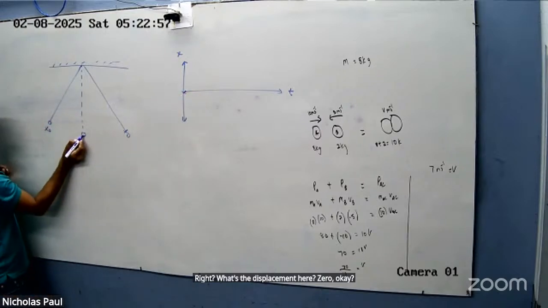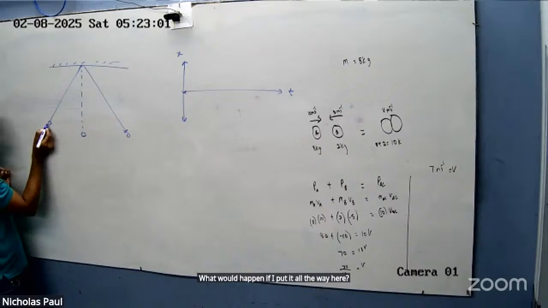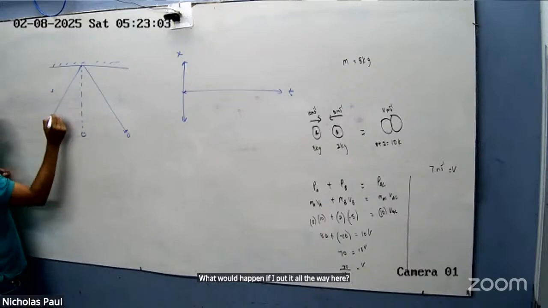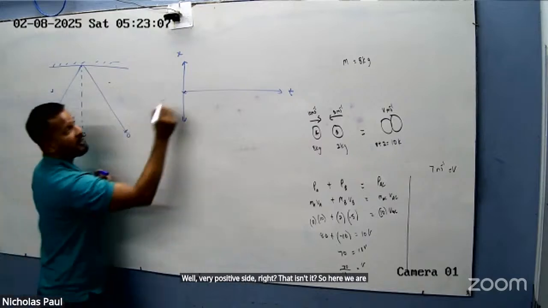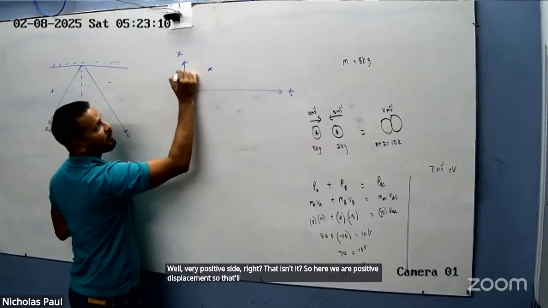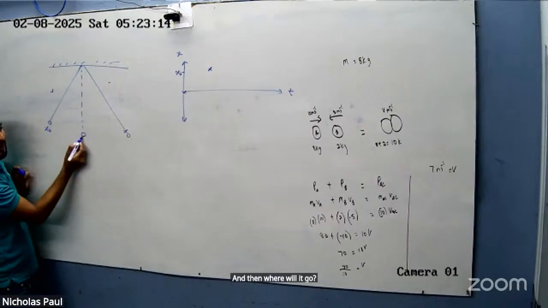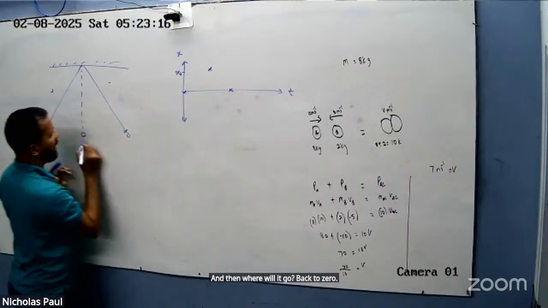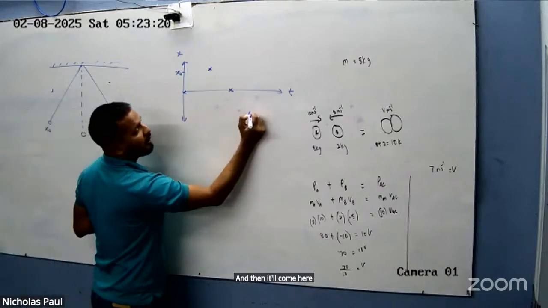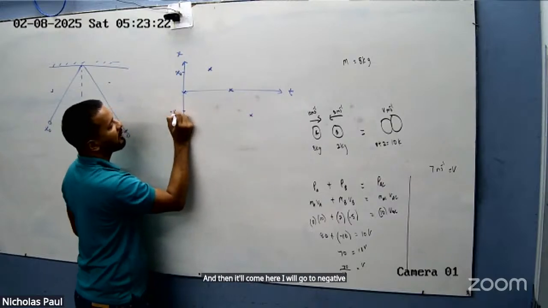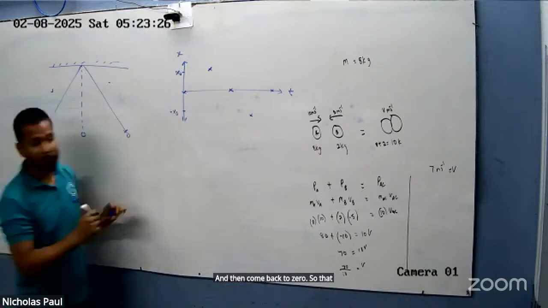What would happen if I put it all the way here? Displacement is what? Well, the positive side, right? That's the negative. So here will be your positive displacement. So that'll be positive x naught. And then where will it go? Back to 0. And then it'll come here. It will go to negative x naught and then come back to 0. So that graph is what? A sine.